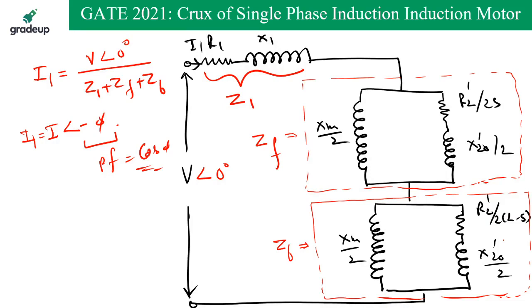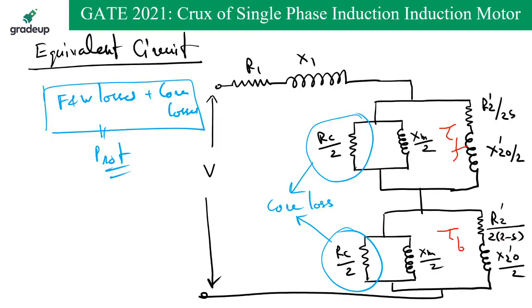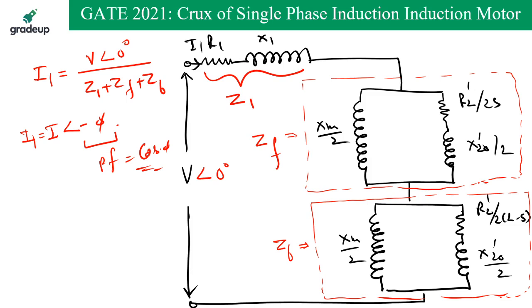Now, generally what is happening, this RC component, the core loss component, we generally club it together with the friction and windage losses. You can see it here. Friction and windage losses and core losses are clubbed together, and the total is called rotational losses, so that the circuit becomes a little easier for calculation.